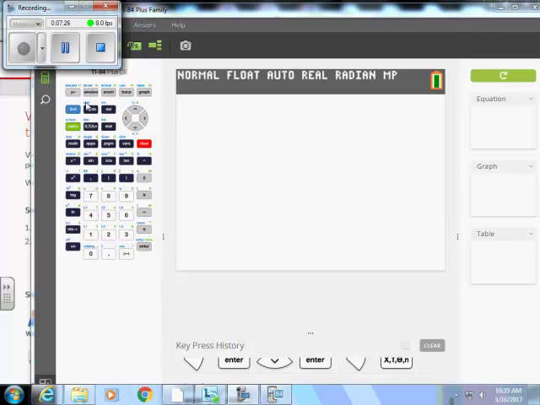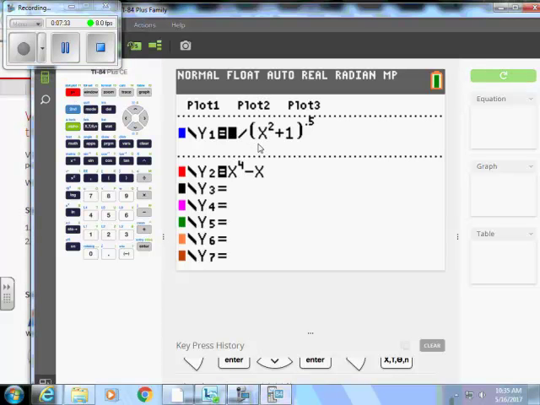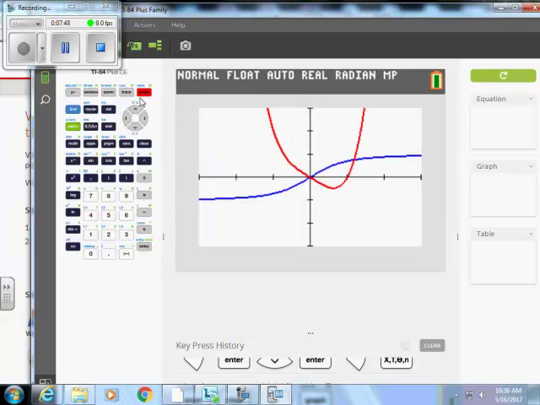Okay, now as you can see, I have my calculator up, and to save some time, I already put the functions in. In y sub 1, I put the function x over the square root of x squared plus 1. And in y sub 2, I put the function x to the fourth minus x. I can graph this, and I want to see where the two functions intersect. It looks like the first intersection is at 0. So I'm going to find out where the second intersection is.